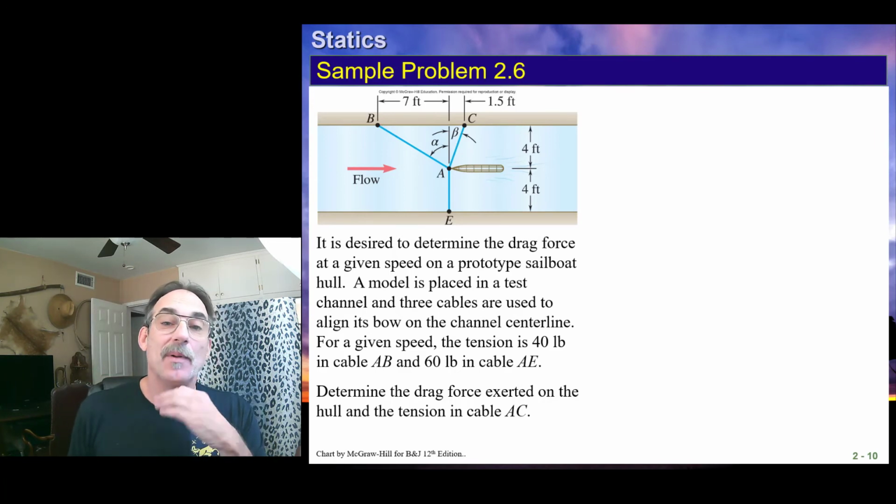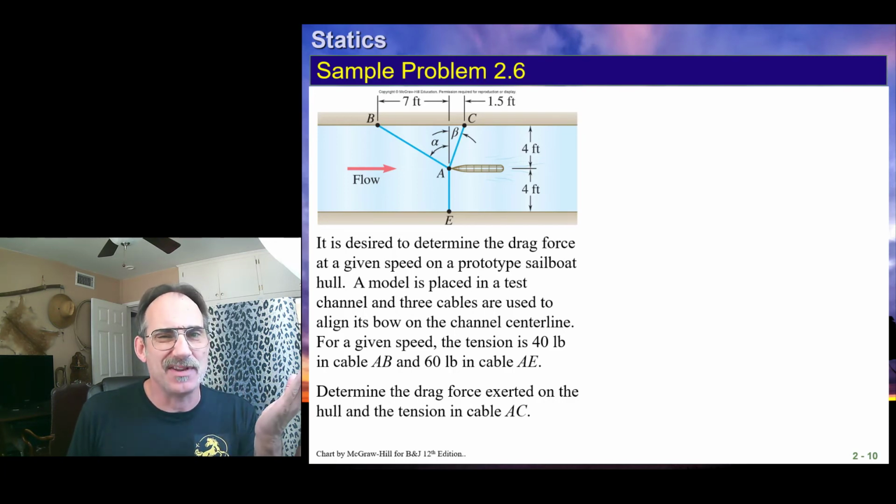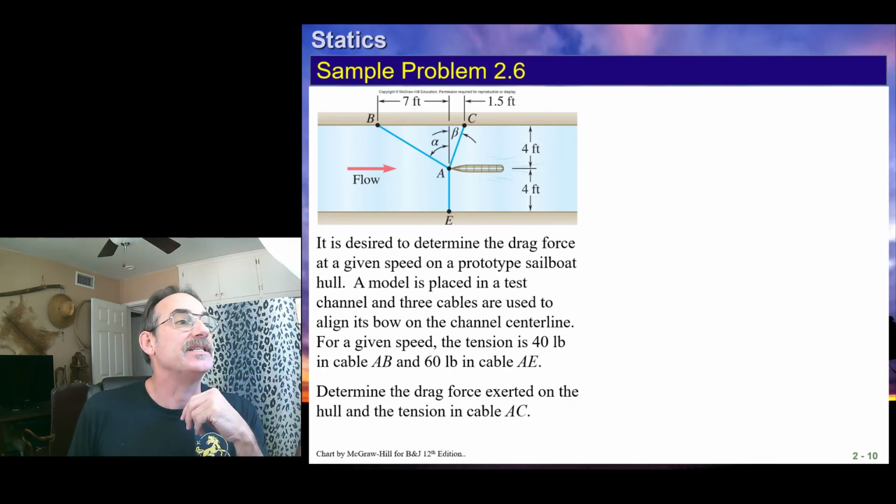Another classic problem. We saw a problem similar to this last lecture. Here's a boat. This is also from Beer and Johnson. We have 3 cables attached to the boat. One of them is a vertical cable, vertical in this picture anyway. Another one is at an angle beta, another one at an angle alpha.